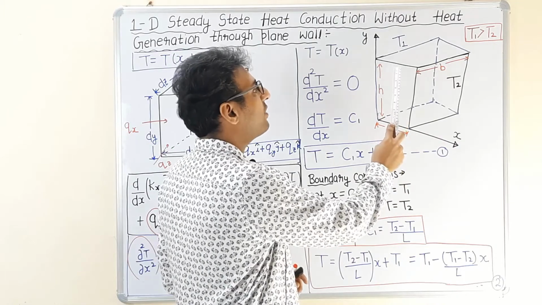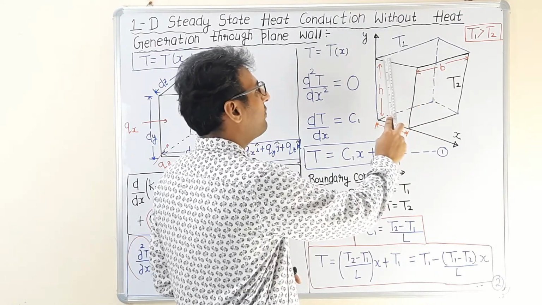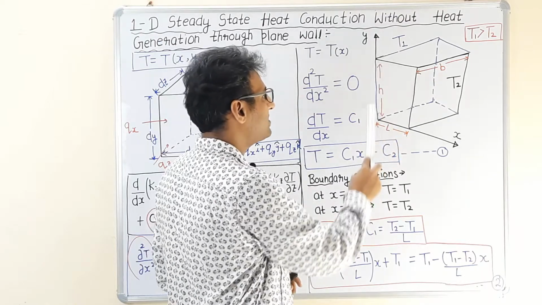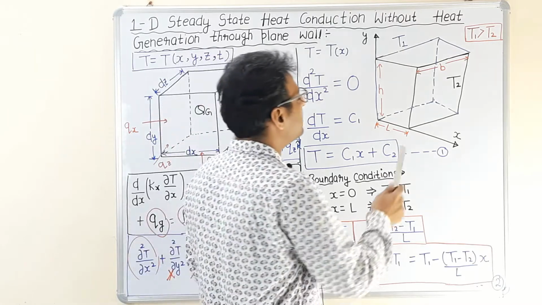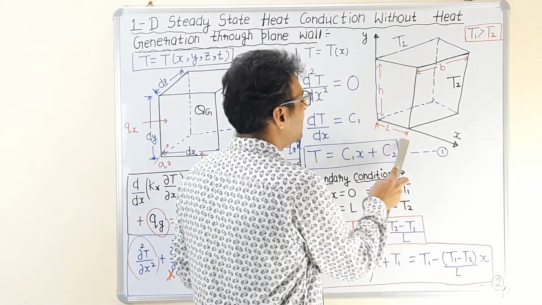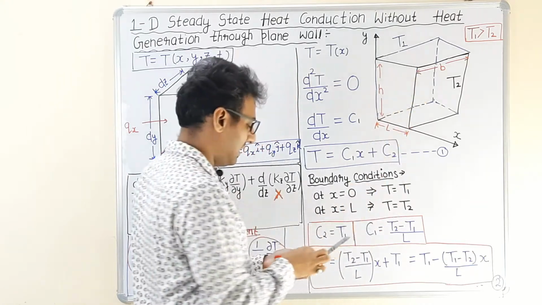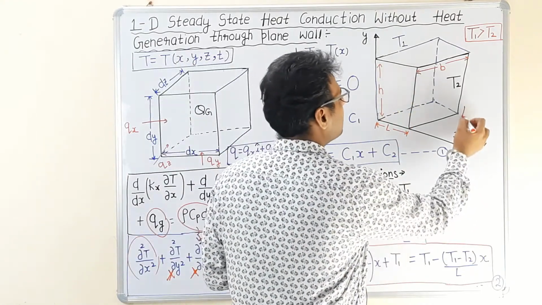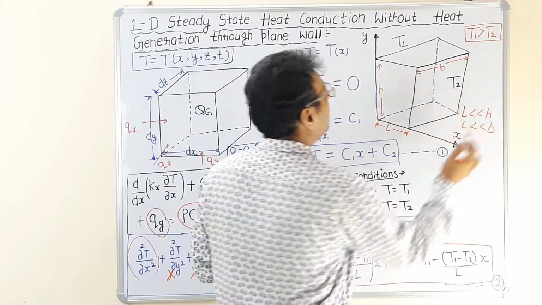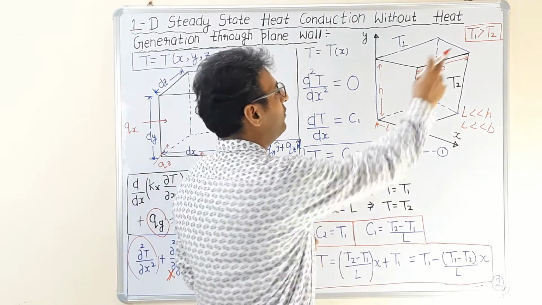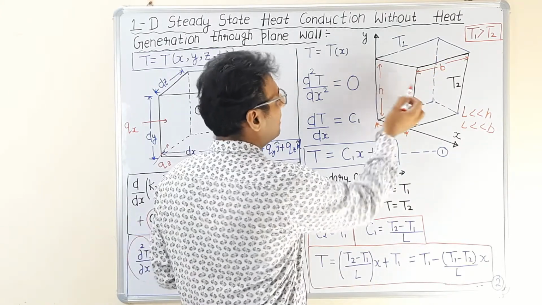There is no variation of temperature along this direction and no variation of temperature along this direction, which are height and width. And consider the thickness of this slab is very small as compared to the other two dimensions. It means L is very small compared to H and B, and T1 is higher than T2. It means heat will flow from this face to this face.